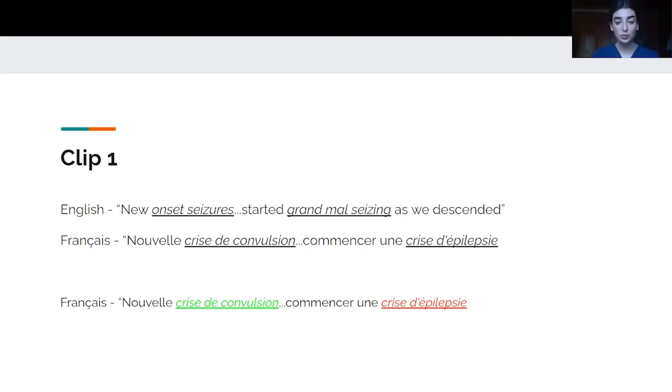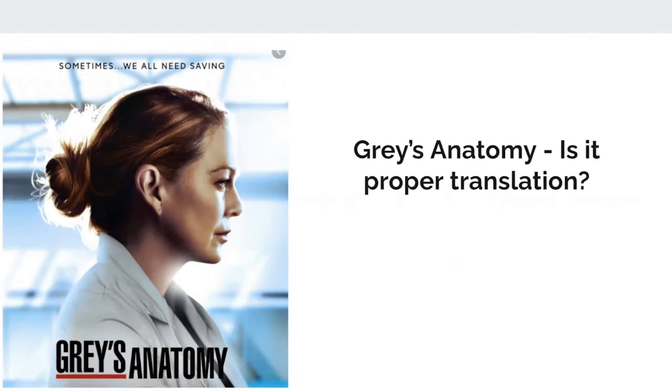So in other words, the term used here was not completely wrong, however, not completely correct. So crise d'épilepsie translates directly to epileptic seizure or epileptic fit. So now we will be viewing a second clip, and this will be looking at more the different terminologies used for specific medical tests.